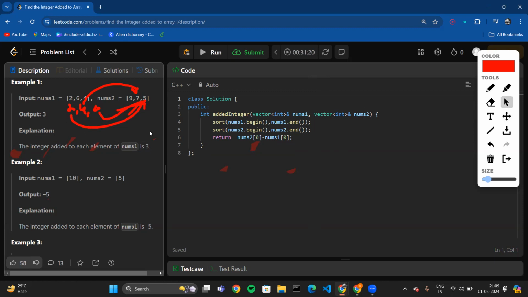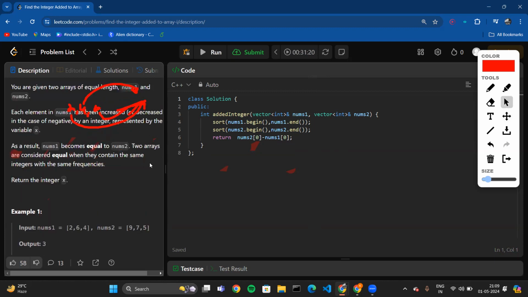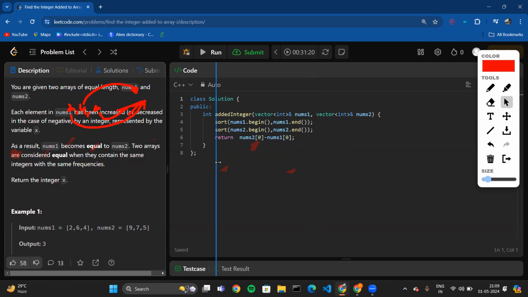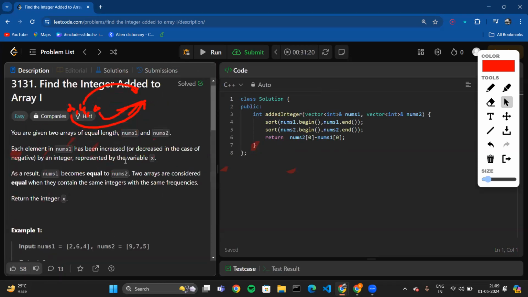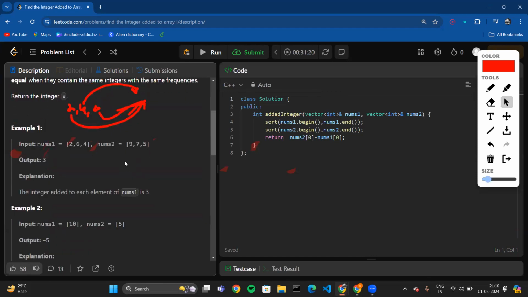Now in the question, it is given that there will always be an answer. So I'm sure that whatever I need to subtract or add for the first element, I need to do the same for all the elements. So after sorting, I can simply check nums2[0] minus nums1[0]. No need to check all the elements. I check this, I get the answer, and I will simply return that.